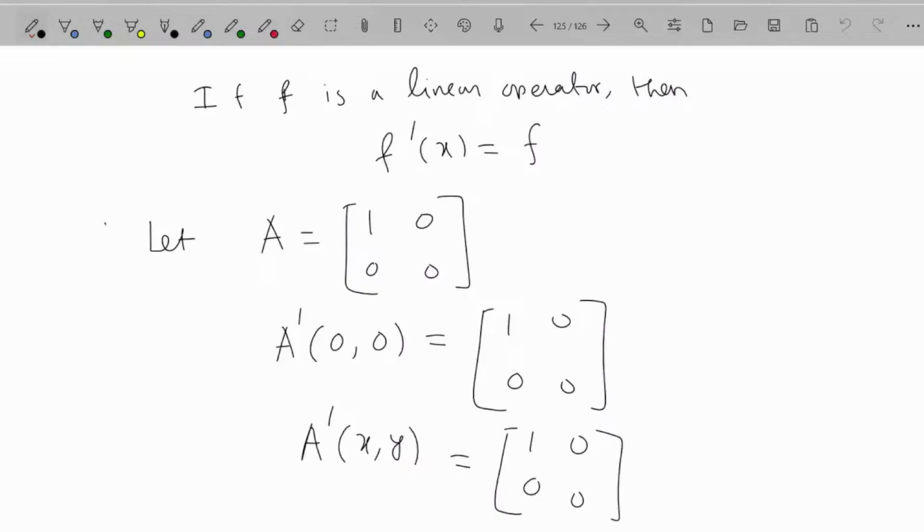It will happen something like that. You will get a constant, e to the power x, a derivative at a point. When you are calculating the derivative at a point, you will get a constant. So think about that constant as a matrix, a linear operator.